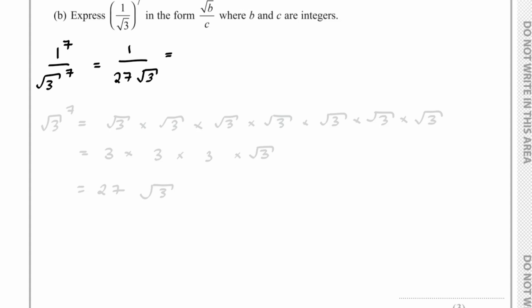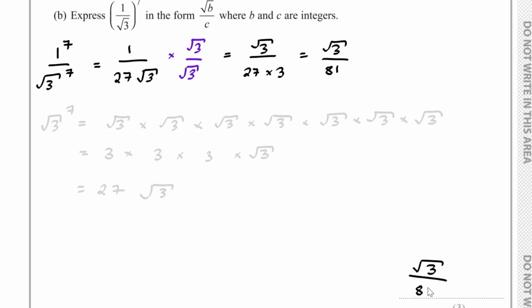So multiplying the top and bottom by root 3, so we have to multiply the top by root 3 and the bottom by root 3. We end up with root 3 divided by 27 times root 3 times root 3, which is the same as 27 times 3. So we have root 3 over 81. So our final answer is root 3 over 81. Okay?